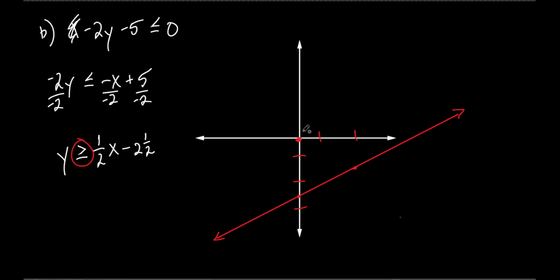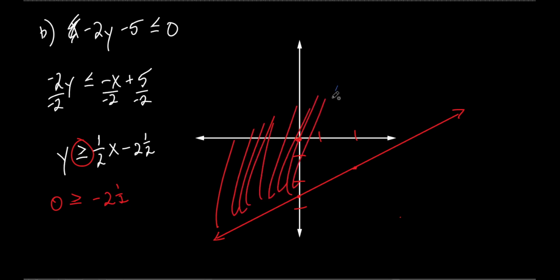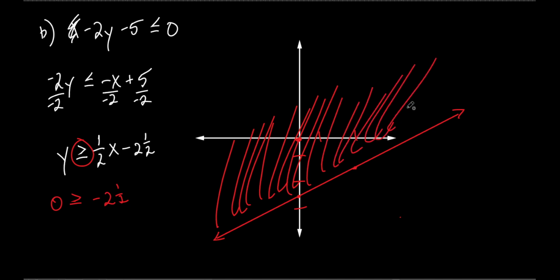0, 0 is a great point to pick because it makes it really easy and it's definitely above the line, so we don't have any question about that. So let's see if that works. 0, 0. Is 0 greater than or equal to 1/2 times 0, which is 0, so that's negative 2.5? Is 0 greater than negative 2.5? It is. That's true. So this satisfies the inequality. That means every single other point above that line is going to satisfy it. So I can shade all that in, and that's my answer.